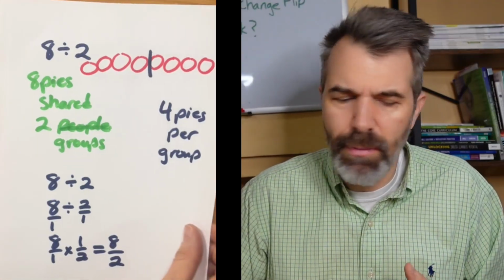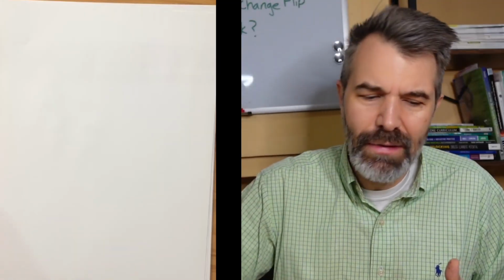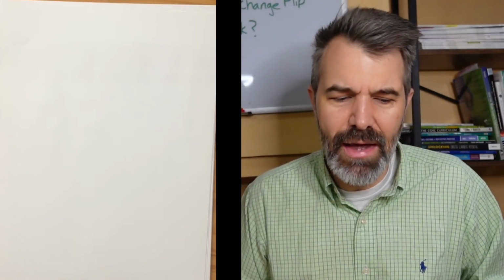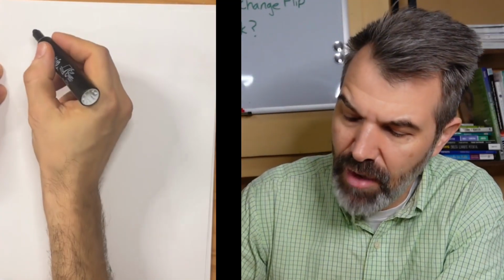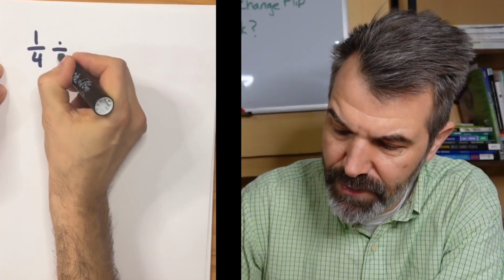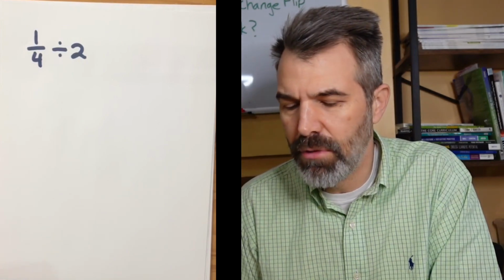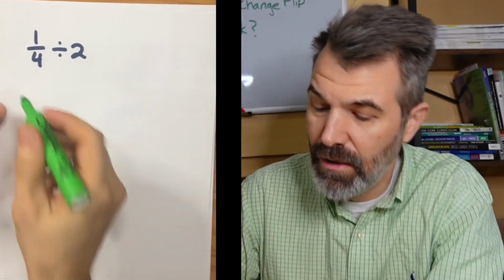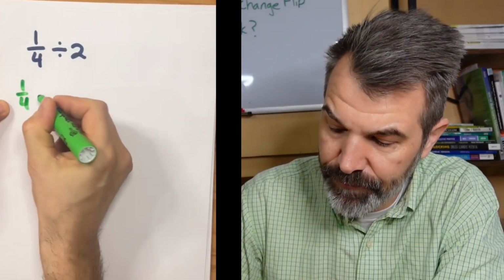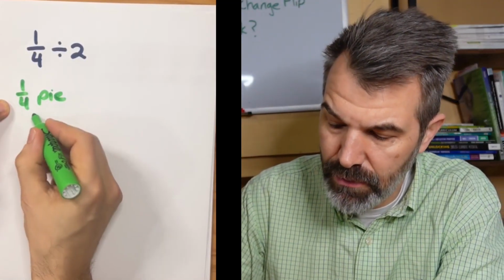But I want to go a little bit deeper because I still don't really understand everything I'm looking at with the other ideas. So let's go with that same idea and say 1/4 divided by 2. And again, contextually, what does that mean? Let's stick with pies. Let's say I have 1/4 of a pie, and I'm going to share it with 2 groups.